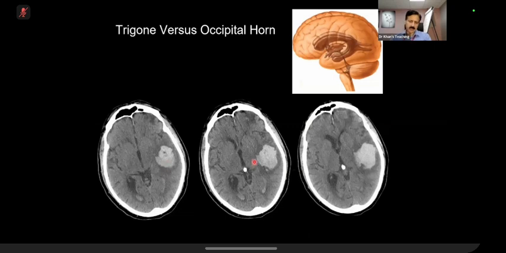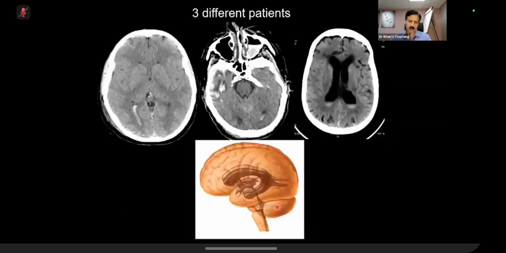Look here, intraparenchymal hematoma, and it has gone into the occipital horns. So this is the trigone. It has gone into the occipital horn here. Three different patients, occipital horn. This one is in the ventricles, but this is at the level of the trigone. This is the body.